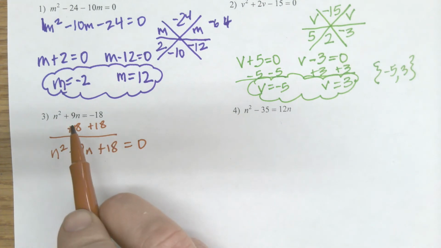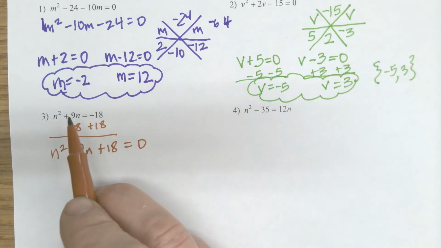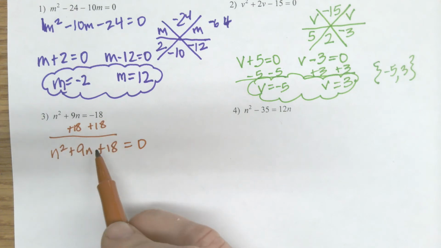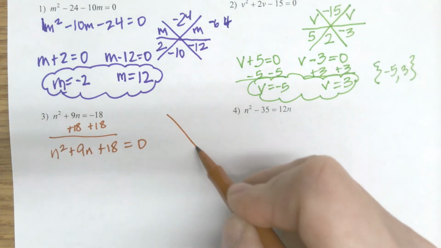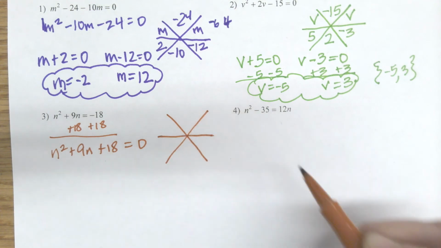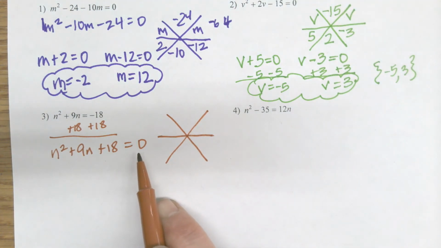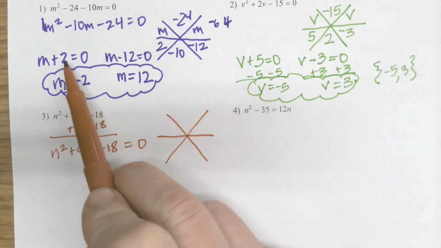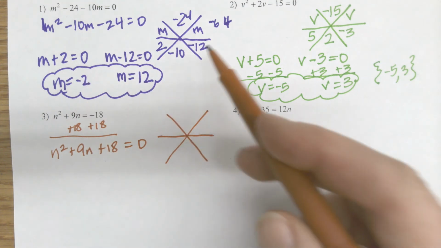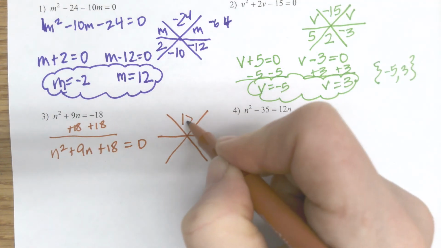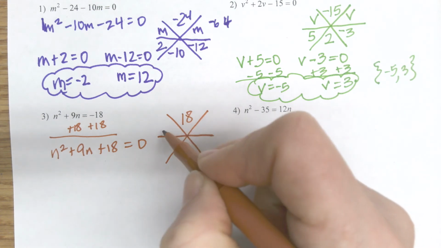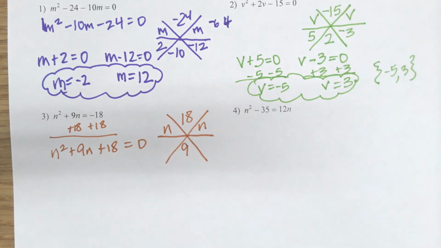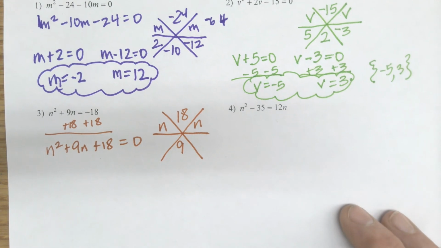So I just bring the 18 over. It's just honestly like changing the sign. If this were positive 18, I'd write it as minus 18. But then once I get everything on one side, it's got to be equal to 0, because we're using something called the zero product property. So that's why we have to have everything equal to 0, so we can set the factors equal to 0. The top would be 18, bottom is 9, 1n and 1n. Two numbers that multiply to be 18 and add to be 9.